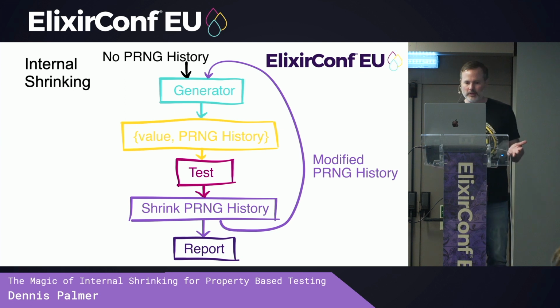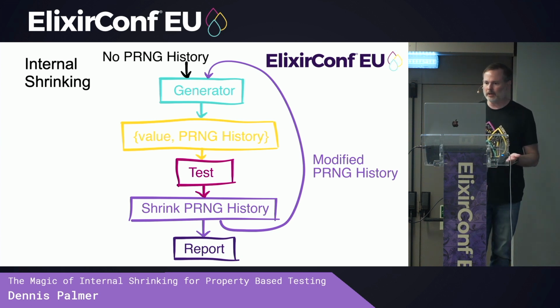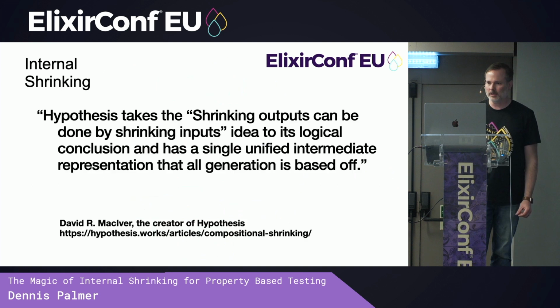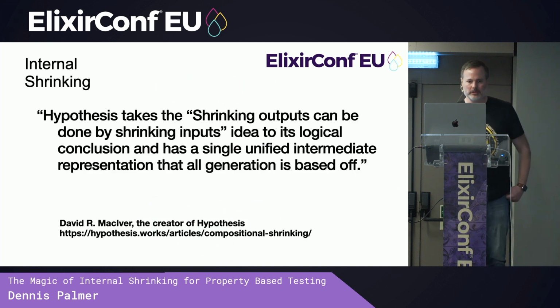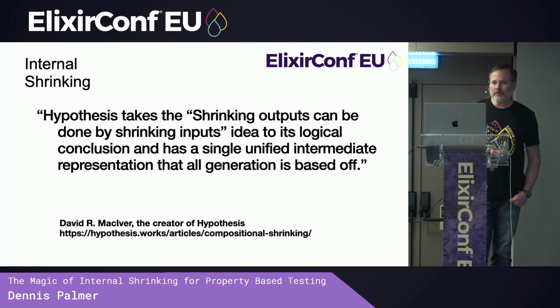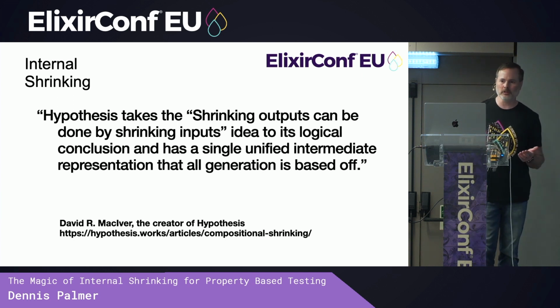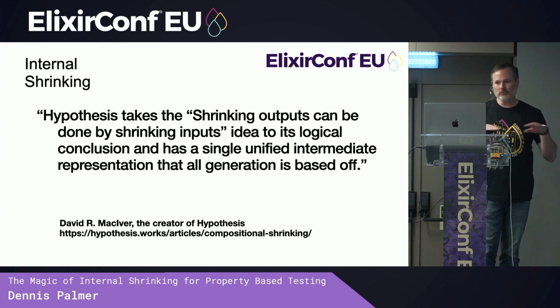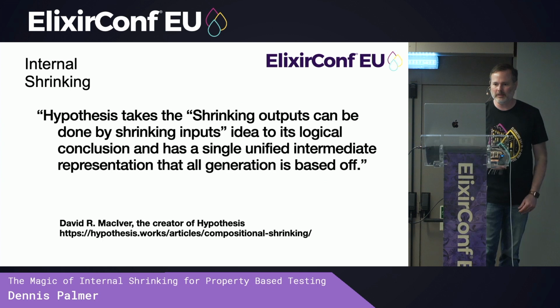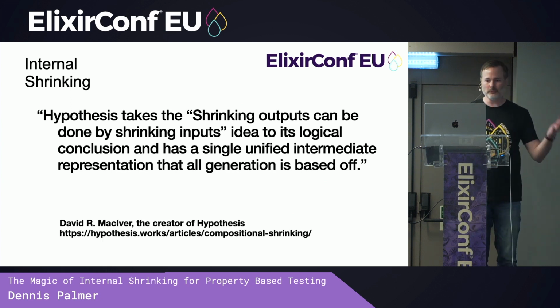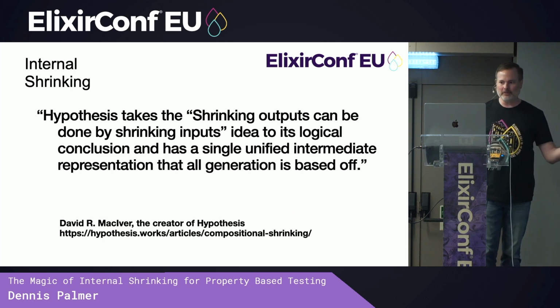And this form of shrinking was first implemented in Python in a library called Hypothesis. And here's a quote from the person who originally created that. His name is David MacIver. He says, "Hypothesis takes the idea that shrinking outputs can be done by shrinking inputs to its logical conclusion, and has a single unified intermediate representation that all generation is based off of." So wow, this is great. All property-based testing libraries should use this form of shrinking.